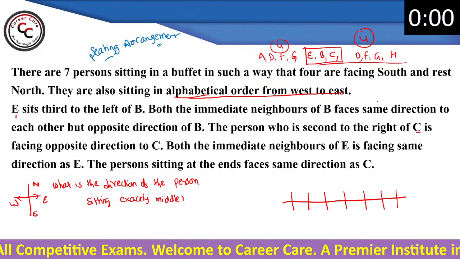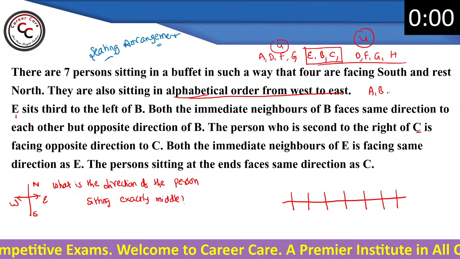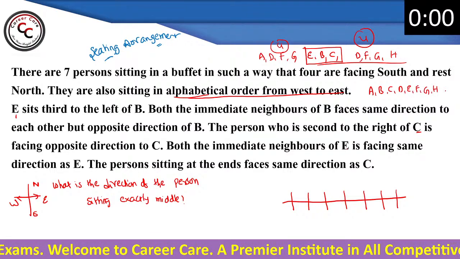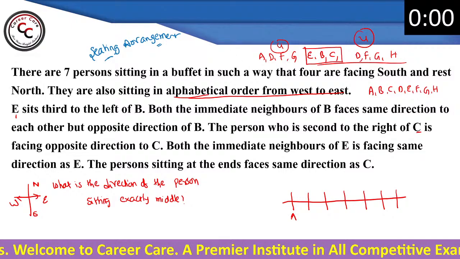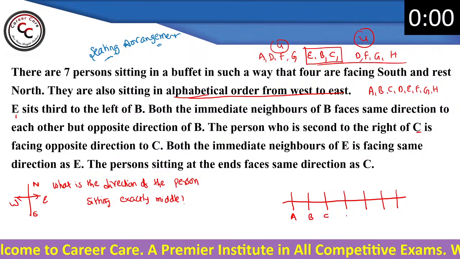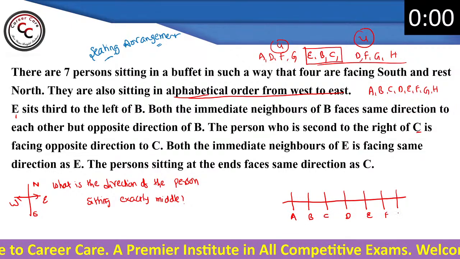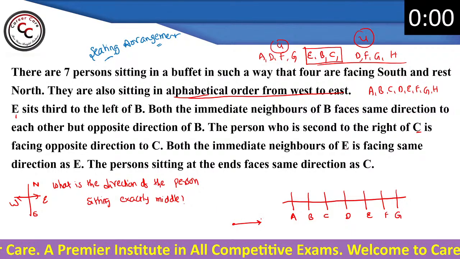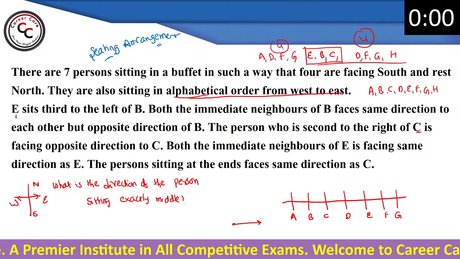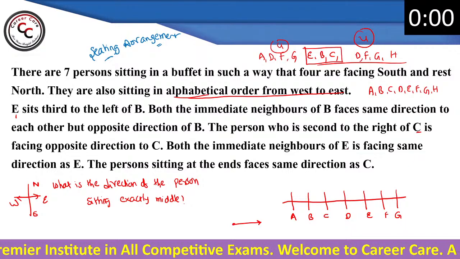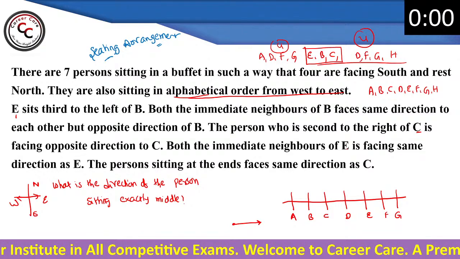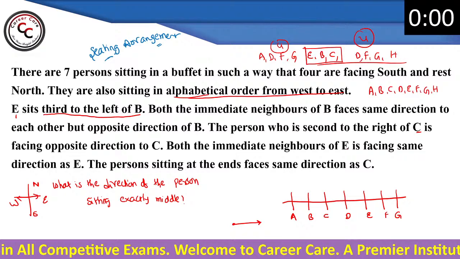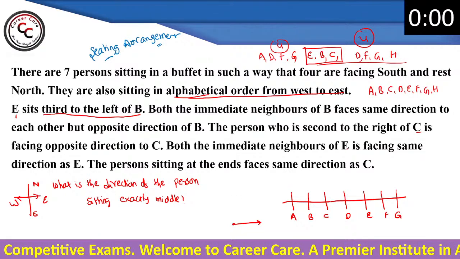So meanwhile, I am taking them as A, B, C, D, E, F, G, H. Simple. Depending upon the questions. So A, B, C, D, E, F, G, west to east. That means from west side to east side. So directly you can put the persons, but the directions you need to make out. So see, E sits third left of B. So B 1, 2, 3.